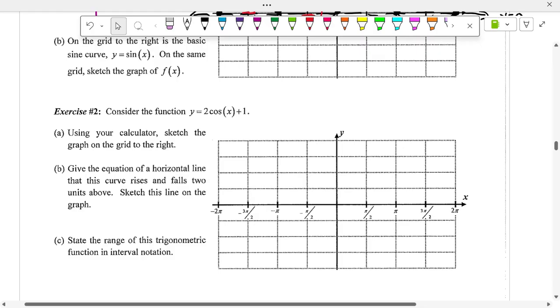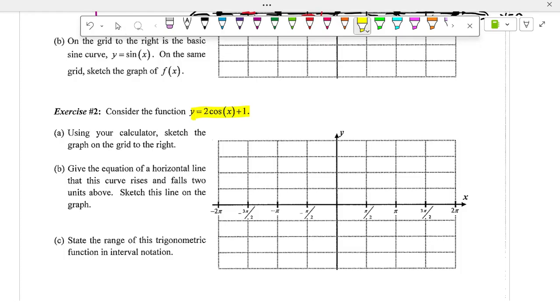So this time, they did not give us the parent function to look at, but we can figure this out. So first off, where would my midline be at? So what's my C value for this graph? It'll be at what? 1. So at y equals 1. So my midline is at y equals 1. So I'm going to go ahead and draw that line.